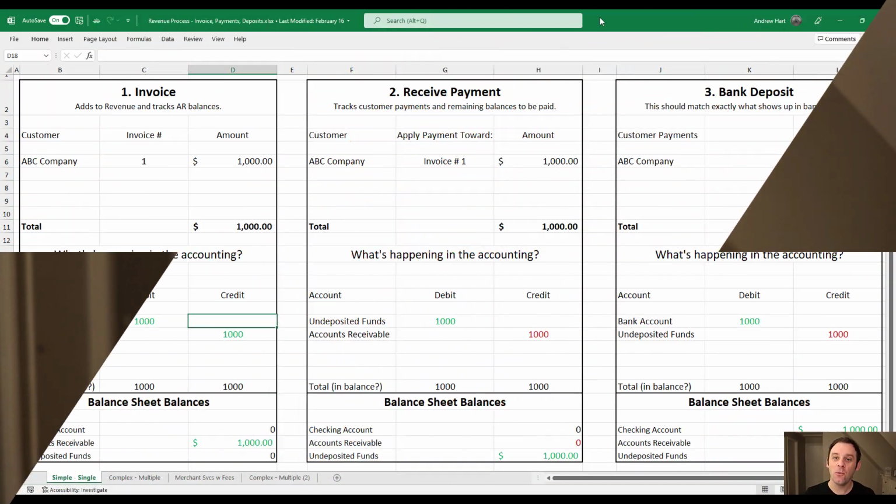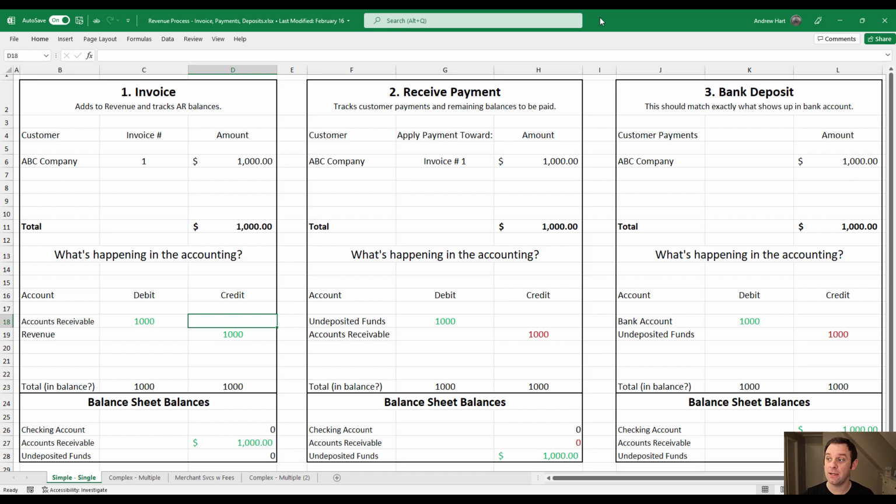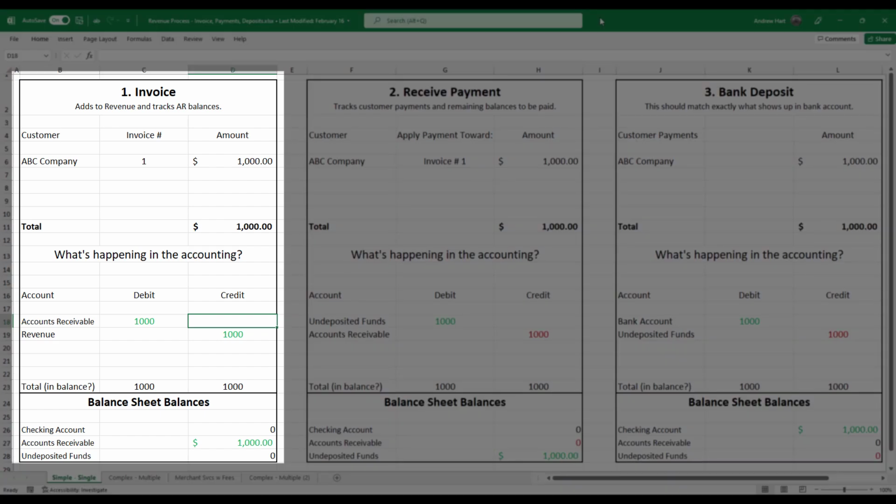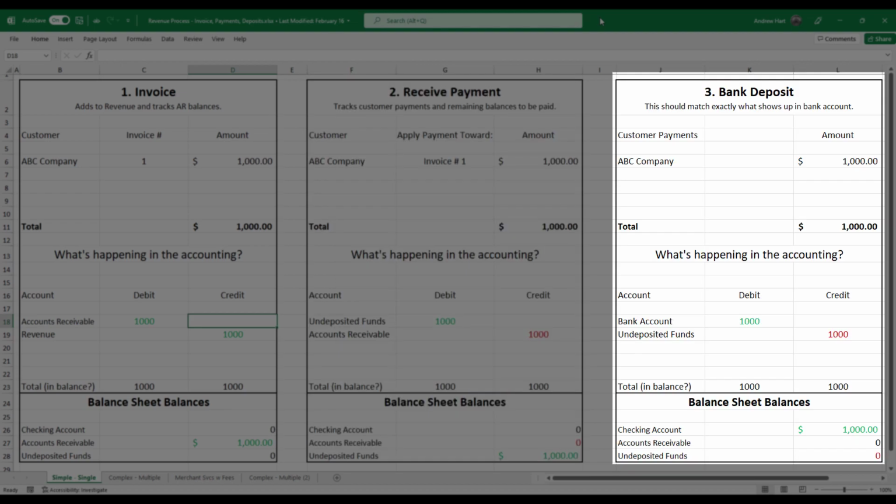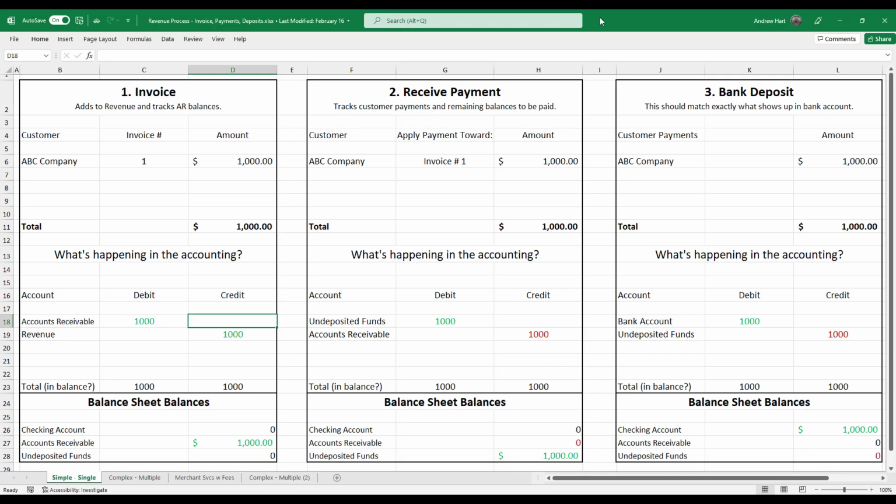All right, so what is the revenue process? Okay, so here it is on the screen. We're going to go through a few examples from simpler to more complex, but the steps are an invoice, receive payment, and a bank deposit. Those are doing different things behind the scenes on the accounting, and I have that described here, but let's go through all of them slowly so we understand it.